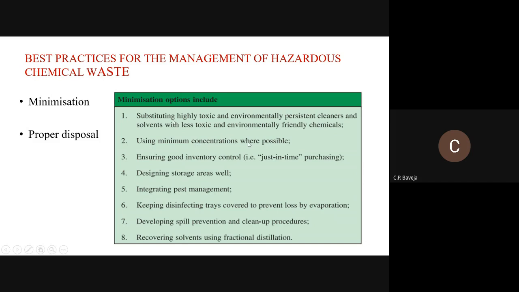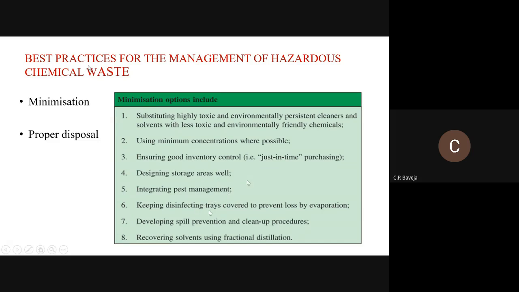Using minimum concentration where possible. Where a minimum concentration is effective, then that can be used. Ensuring good inventory control, that is just in time purchasing, so that you do not buy and store the disinfectant. And designing storage area well, so the storage area should be designed properly. Integrating pest management: pest management should also be there, because pests can cut the plastic bottles and this may lead to some spread of disinfectants.